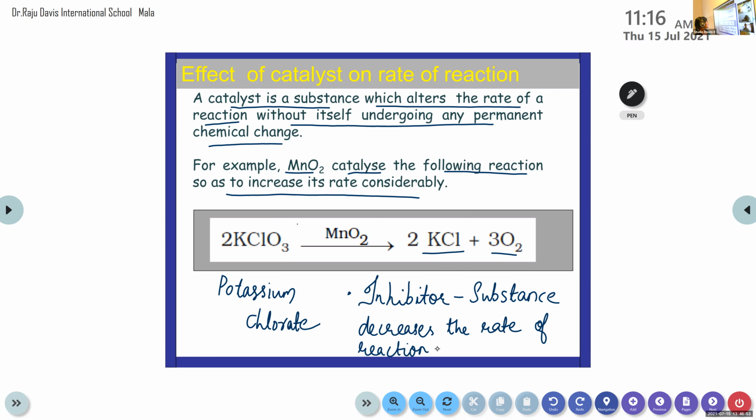It also comes under catalyst, but instead of catalyst we are using the term inhibitor, the substance that decreases the rate of reaction. We usually use catalyst as a substance used to increase the rate of reaction. In the case of an inhibitor, that substance decreases the rate of a chemical reaction. So that's the effect of catalyst. This is clear, children? Yes.